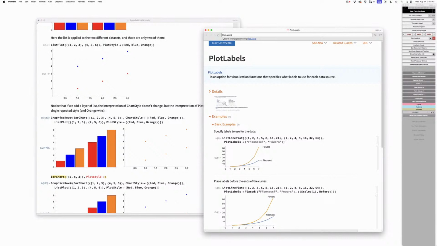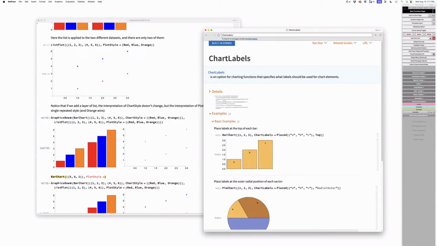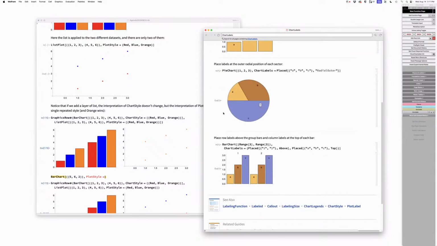So go to ChartLabels, say, and scroll down a little bit. Okay, so this example. We have 1 and 2, which label at the group level. And then A, B, and C label within each group. But within each group, they're both A, B, and C. Yeah, I get it.